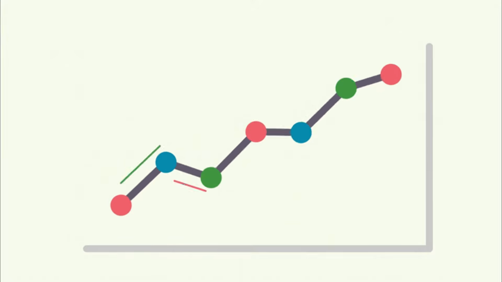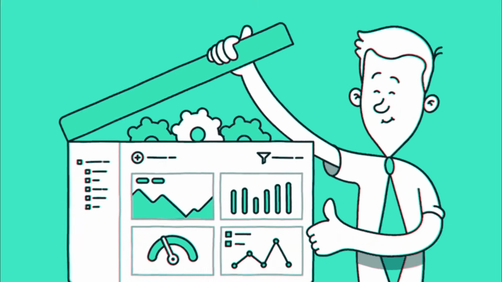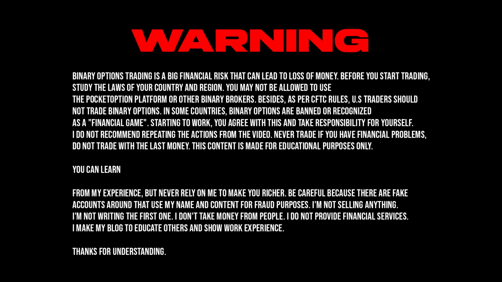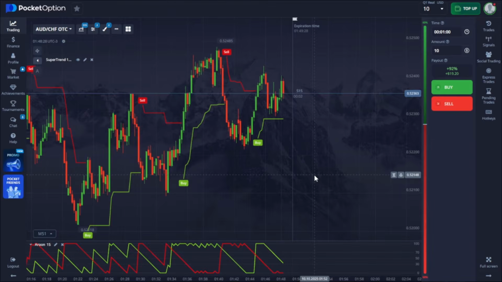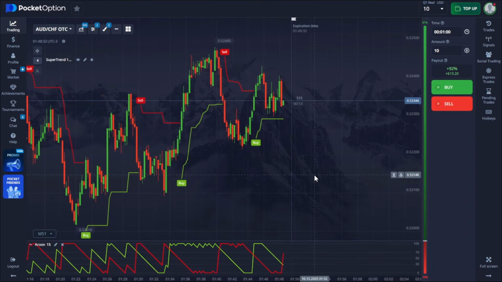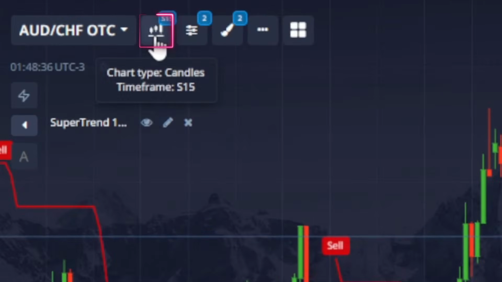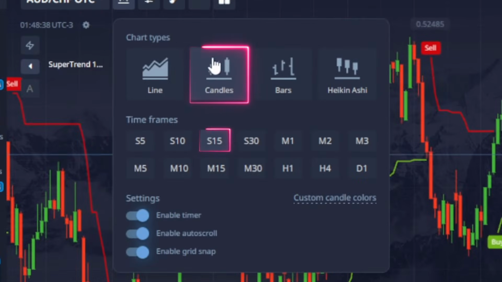I'm still using the Aroon indicator, but this time I'm going to combine it with the Supertrend indicator that you already know. Let's quickly start with the configuration. Let's go to the time frame. Let's set this to 15 seconds with classic candles. It's getting used for us.